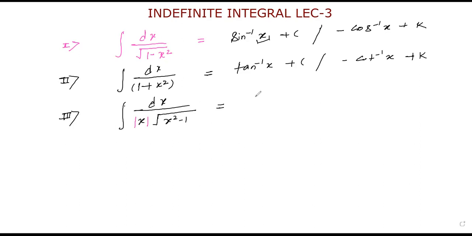So this is basically secant inverse of x plus c, or simply you can write minus cosec inverse x plus k, because secant inverse x plus cosec inverse x is pi by 2. So basically you can replace secant inverse x by pi by 2 minus cosec inverse x. It is minus cosec inverse x plus pi by 2 plus c, and we have already assumed that pi by 2 plus c is some new constant which is k, right?